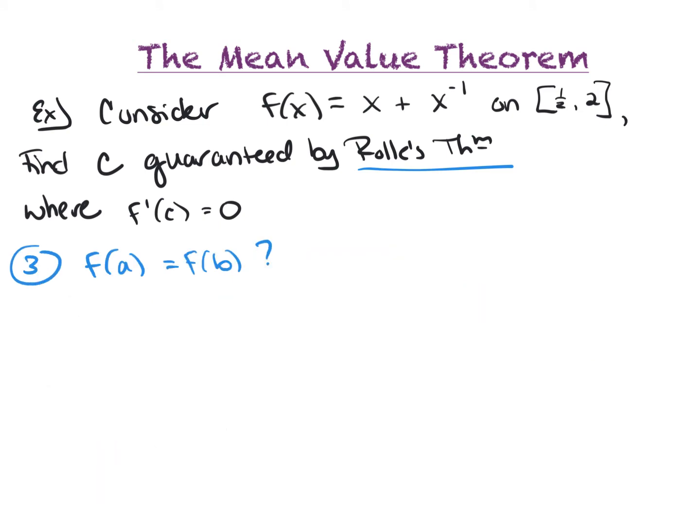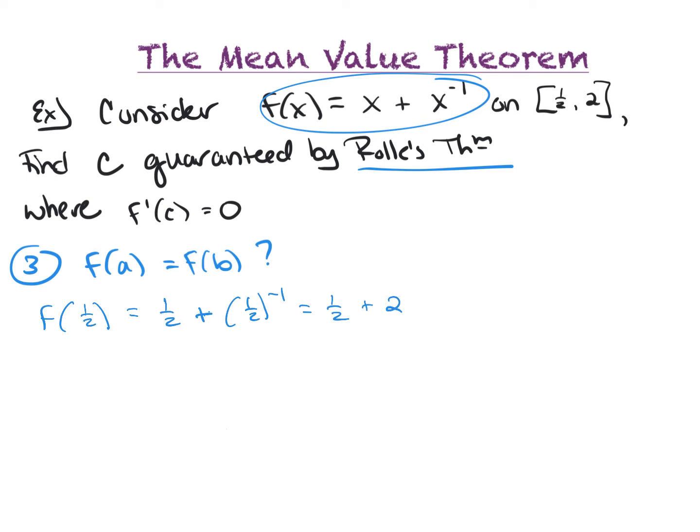The final condition to be able to use Rolle's theorem is to check and see if f of a, so f of the first point, is equal to f of b, f of the last point. So let's check that. We would need to figure out f of 1/2. We've got f of x was x plus x to the negative 1, so 1/2 plus 1/2 to the negative 1. Now remember, 1/2 to the negative 1 is 2, or 2 over 1. Oh, that's nice. And 1/2 plus 2 is, let's call it 2.5.